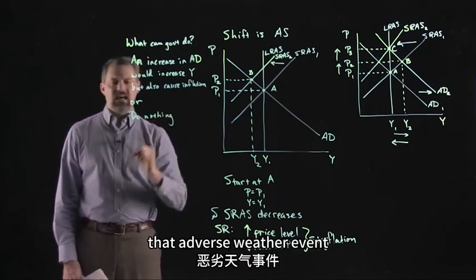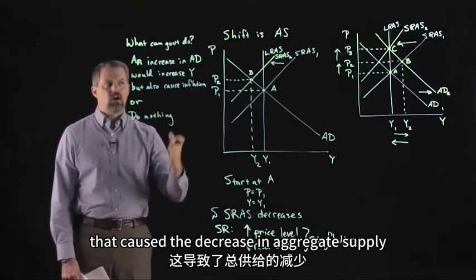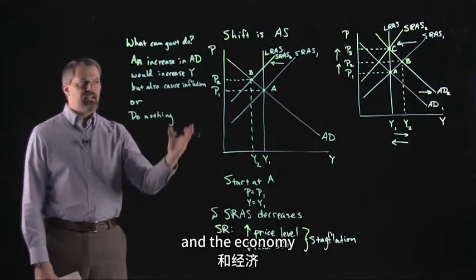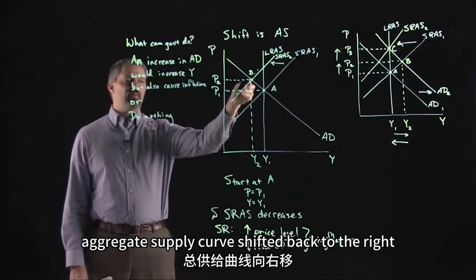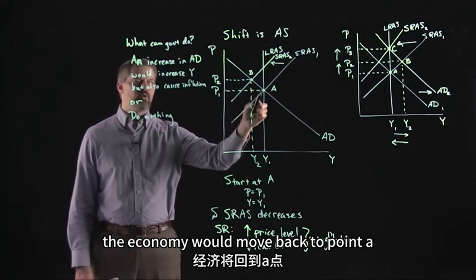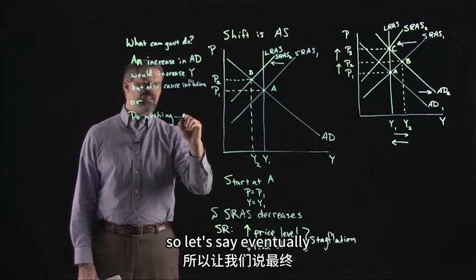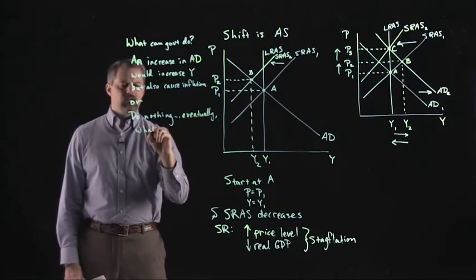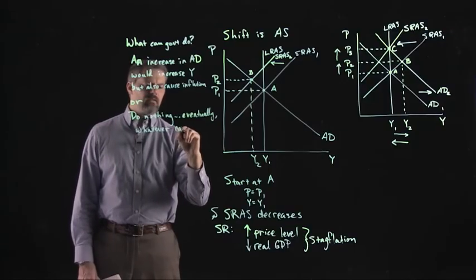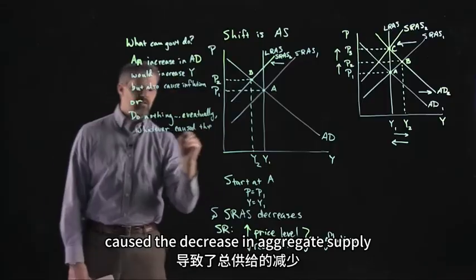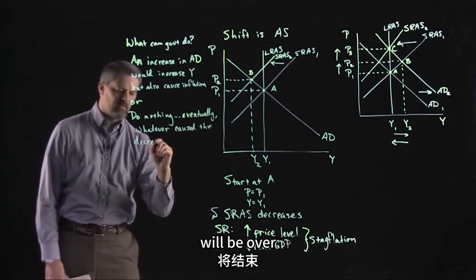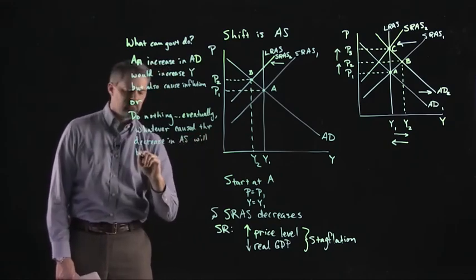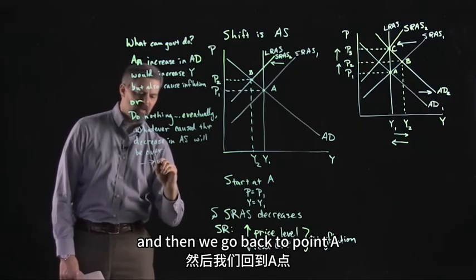Eventually, that adverse weather event that caused the decrease in aggregate supply will be over, and as the short-run aggregate supply curve shifted back to the right, the economy would move back to point A. So let's say eventually, whatever caused the decrease in aggregate supply will be over. And then we go back to point A.